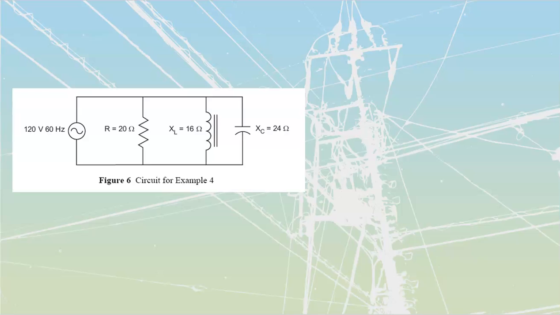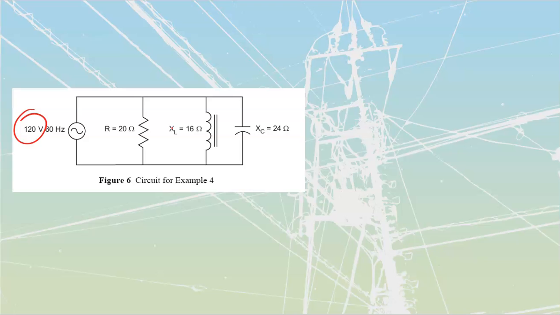If I take a look at it, once again, I see that I've got voltage being supplied, and I can drop that voltage over every single one of my individual components. I'll get 120 across here, 120 across here, and 120 across here. I also note that my XL and my XC are not the exact same, therefore our circuit cannot be in a resonant type of application.